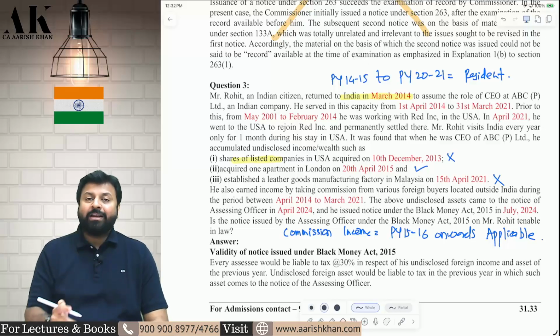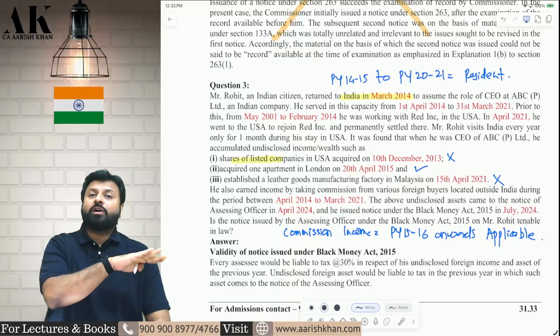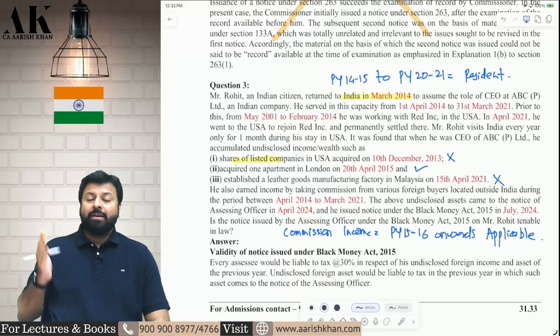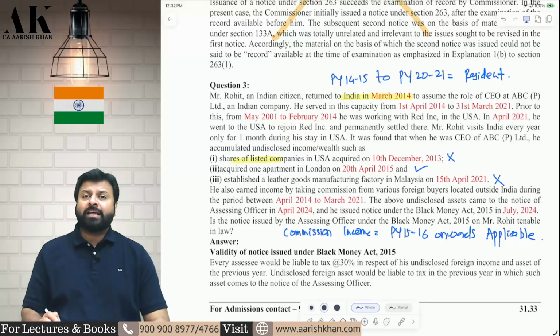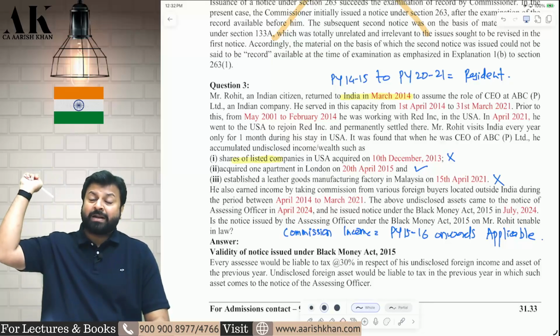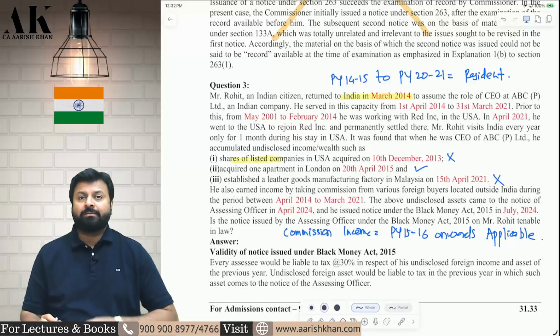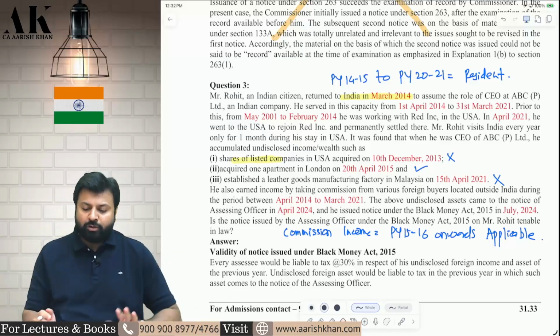The black money law came in 2015-16. So if the foreign income pertains to earlier than 2015-16, then black money law cannot be charged. But if the foreign asset pertains to earlier than 2015-16, still the foreign asset can be charged, because foreign asset is not charged to the respective year. Foreign asset is charged in the current year. These are the few basic things that you need to keep in mind.